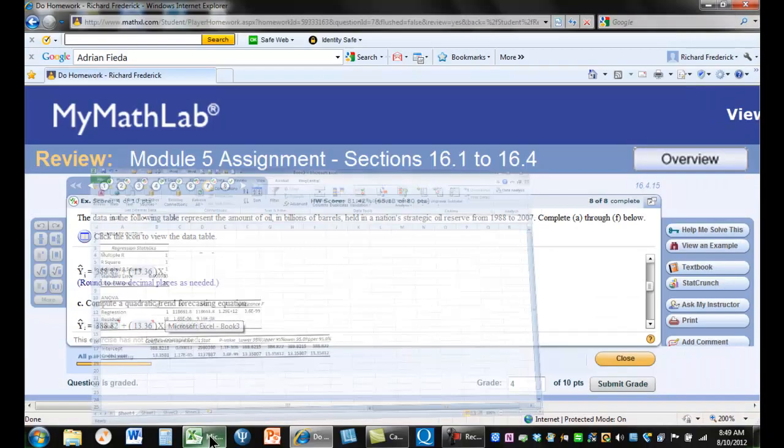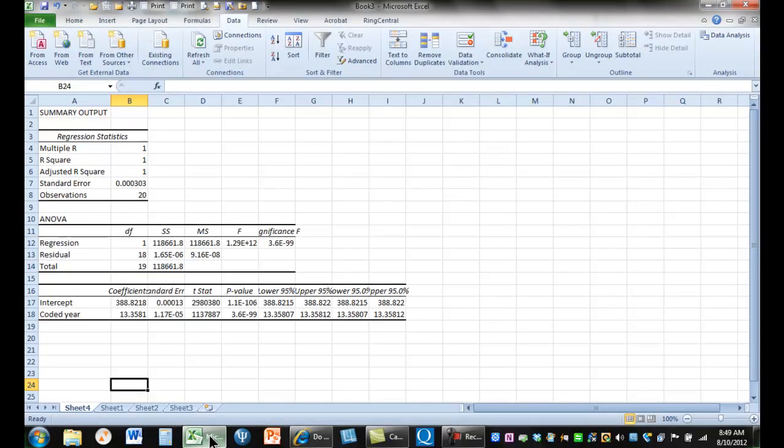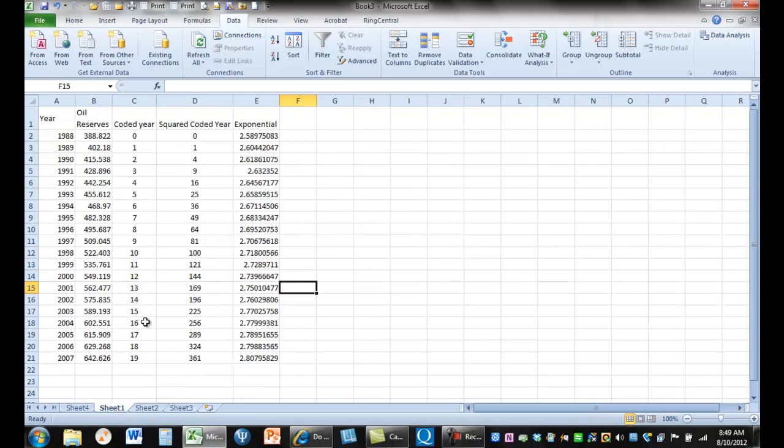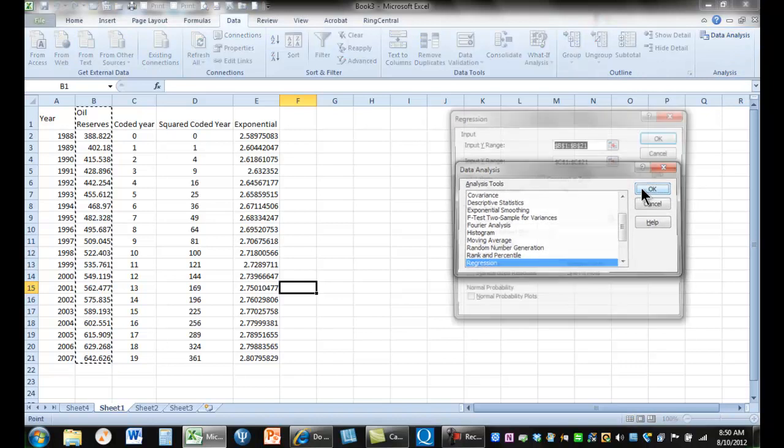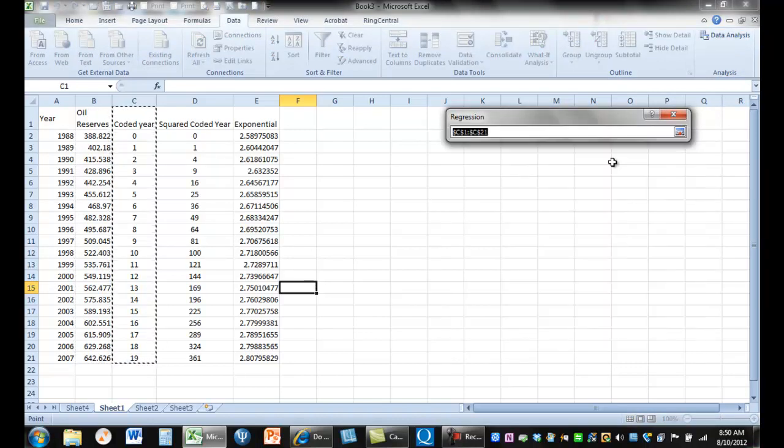Okay, so now let's do the quadratic. For the quadratic, you say, I'm going to add some information to the linear, which is the squared value of x. To do that, we're going to do Data Analysis, Regression. Now our predictors are not just coded year, but also the squared coded year. So we're just going to include both of those. We have to identify that we're using both of them.